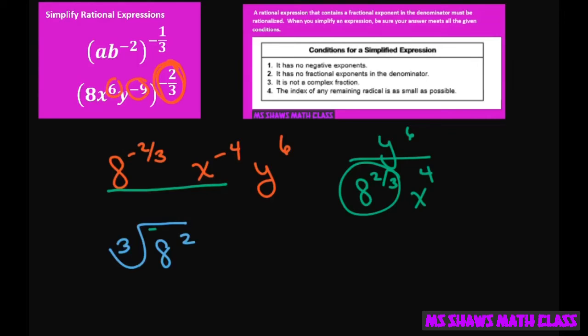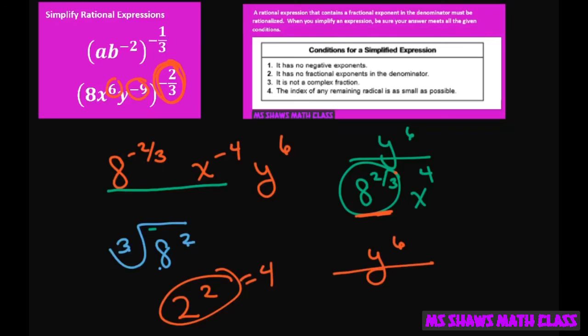So you can either square the 8 and then cube root it, or we can cube root the 8, which is 2, then square it. So basically we don't have to rationalize it because we can evaluate this as equaling 4. So our final answer is y to the 6th power divided by 4x to the 4th. And that's your final answer.